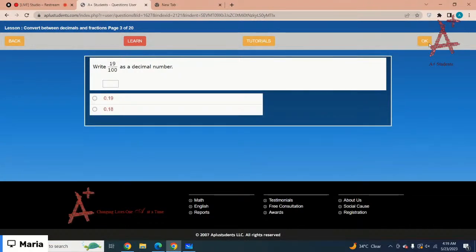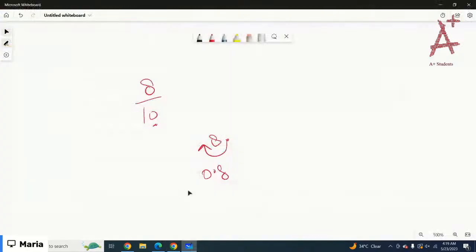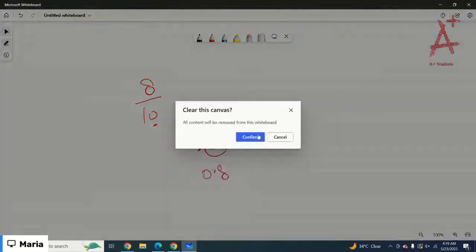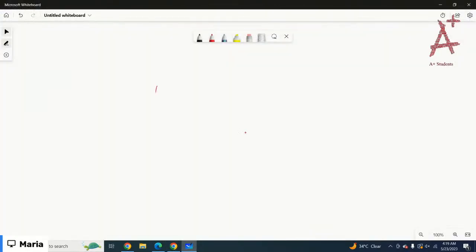Okay, the next one is 19 over 100 as a decimal number. So let's write 19 over 100 as a decimal. Here you have two zeros in the 100. That means you need to move the decimal point two places left. So you have to move the decimal point from here to here. It would be then 0.19. The correct option is 0.19.